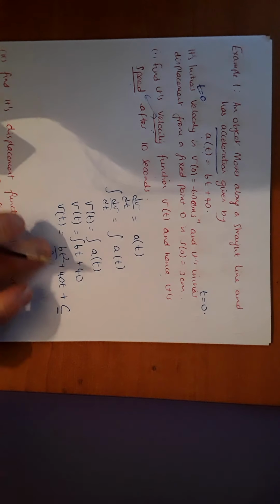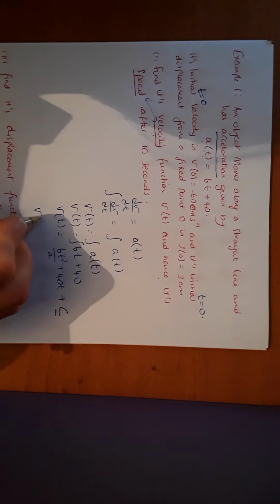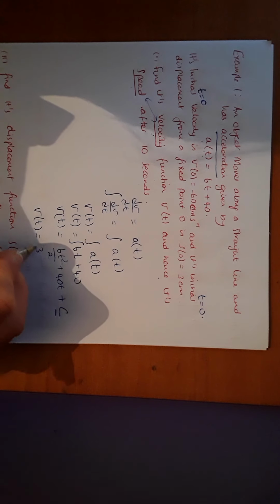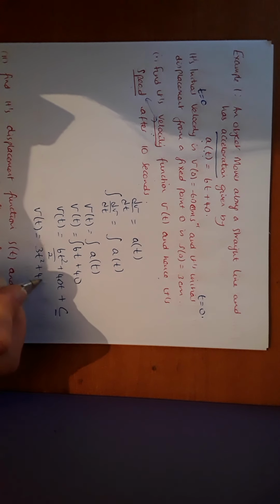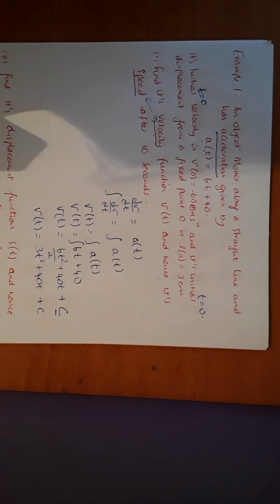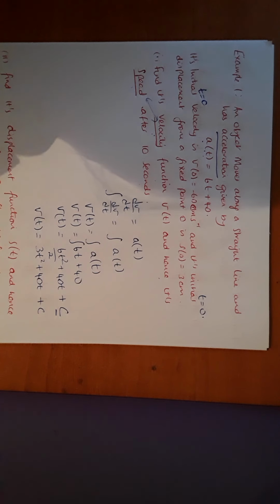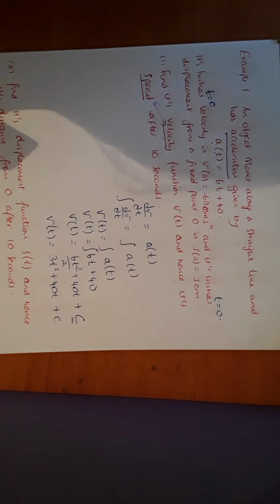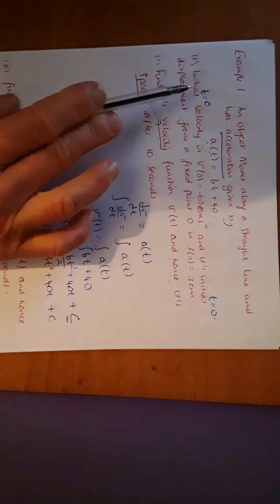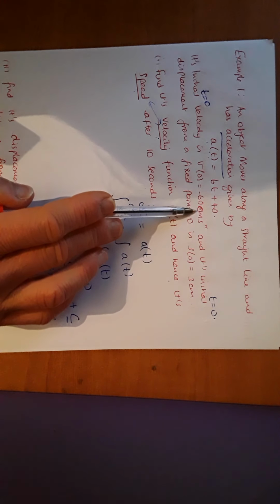Don't forget that, because we have no limits, because it's an indefinite integral. So it's 3t squared plus 40t plus c. Now, how do I find c? I know that, from the beginning of my question, the initial velocity is minus 60.